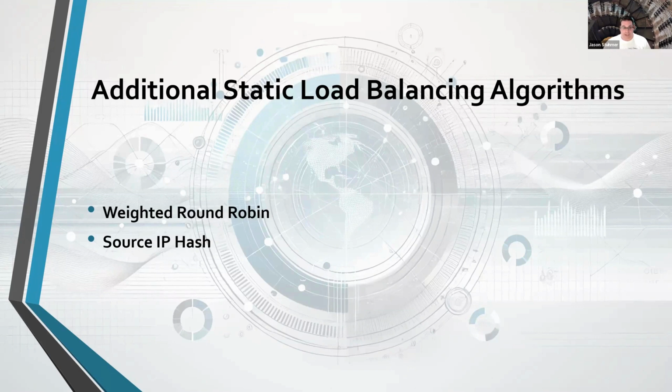The source IP hash assigns incoming requests to servers based on a hash of the client's IP address. This ensures that users with the same IP source are always routed to the same backend server, which is crucial for applications that require session persistence or regional consistency.